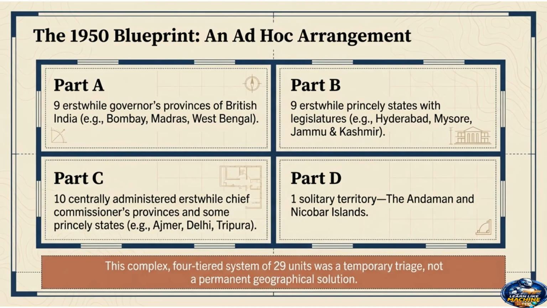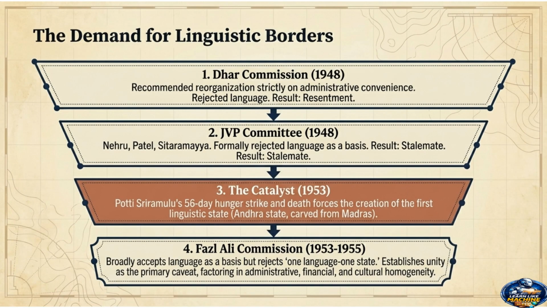At first, states were divided into 4 categories. Part A states, former British provinces. Part B states, large princely states. Part C states, chief commissioner provinces. Part D, Andaman and Nicobar Islands. This arrangement was temporary. People demanded states based on language.